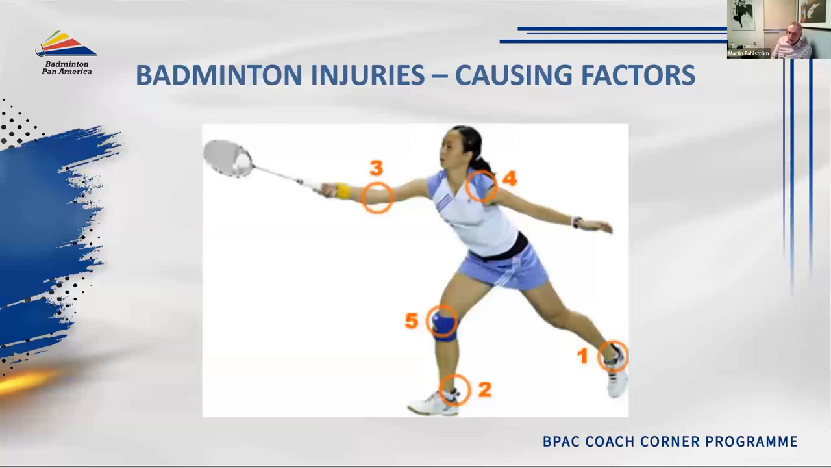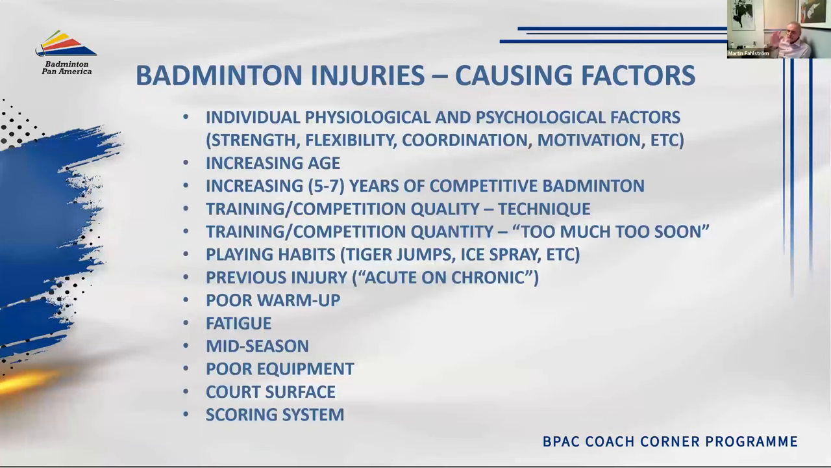Causing factors. Well, this is a list I have written down. It is not in order of importance, but these are the factors one might consider when it comes to badminton injuries. We must remember that the majority are overuse injuries, and a majority of the injuries are located in the lower extremities. But we have different individual factors, both physiological, of course: strength, muscularity, flexibility, coordination, and also psychological factors, such as playing even though you have pain.